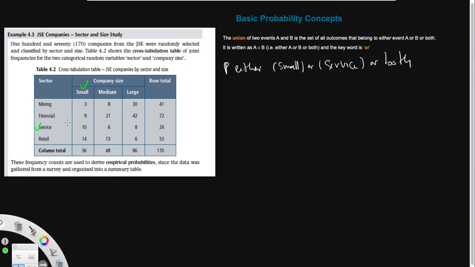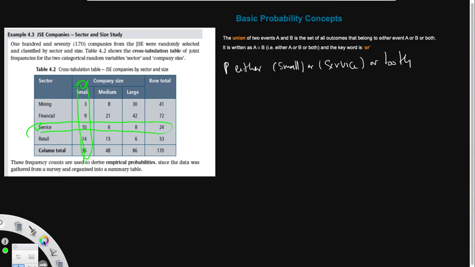So we're looking at this entire thing. Maybe I'll just do this. So we see that this is the service and this is the small. Okay, the small or both. So here's what's going to happen here.